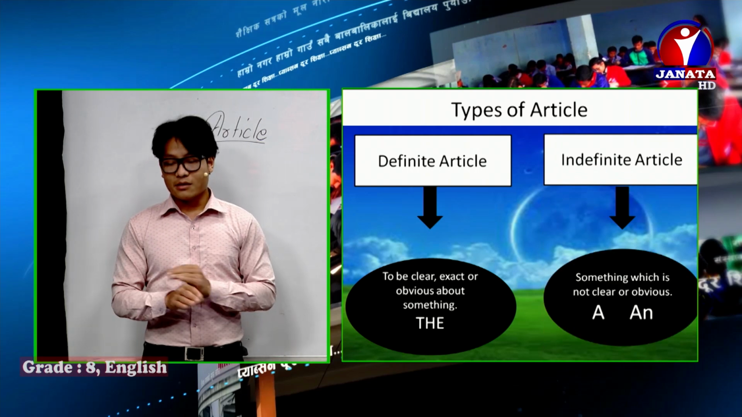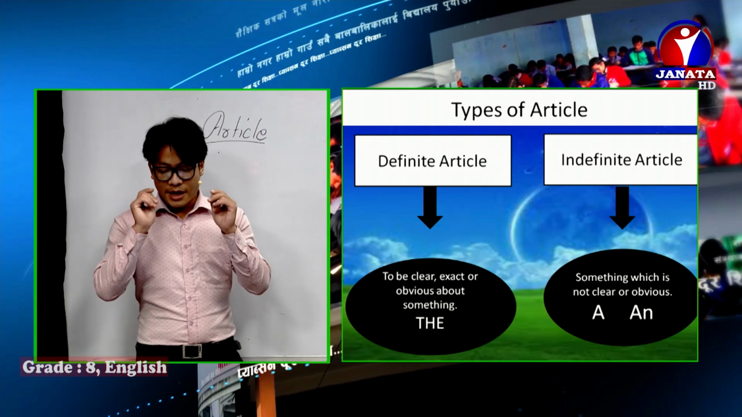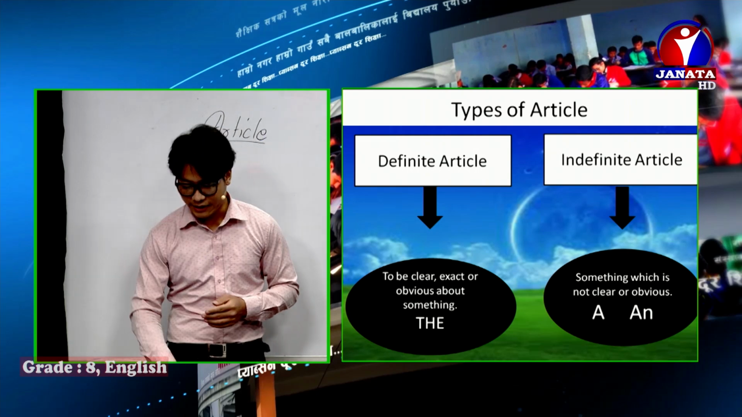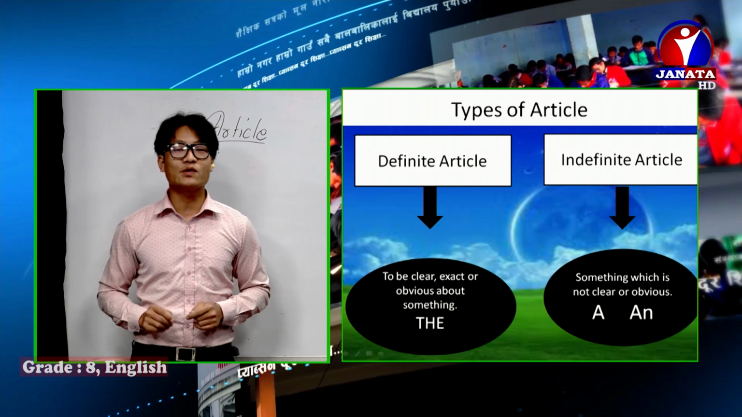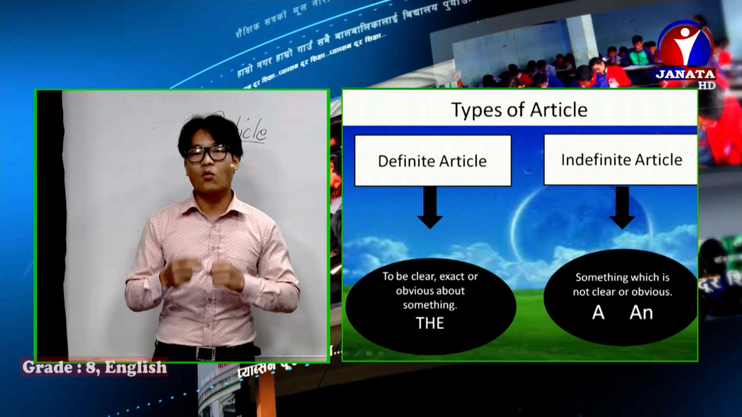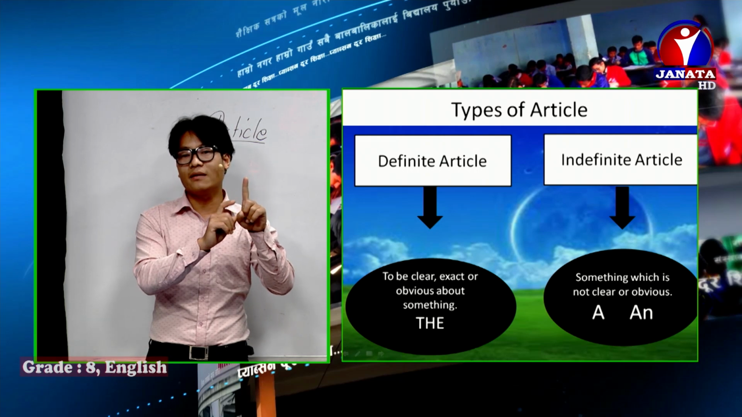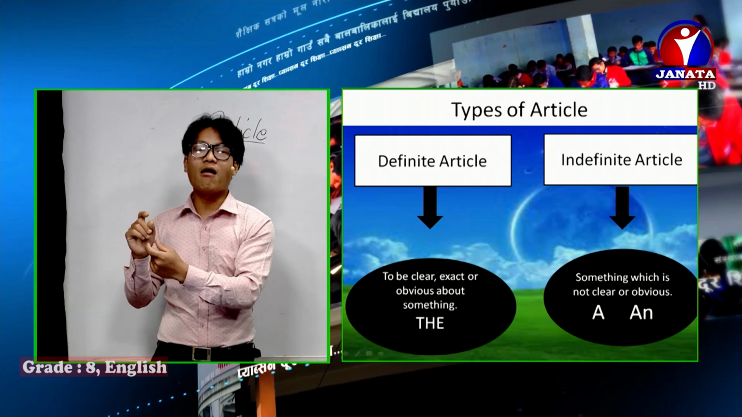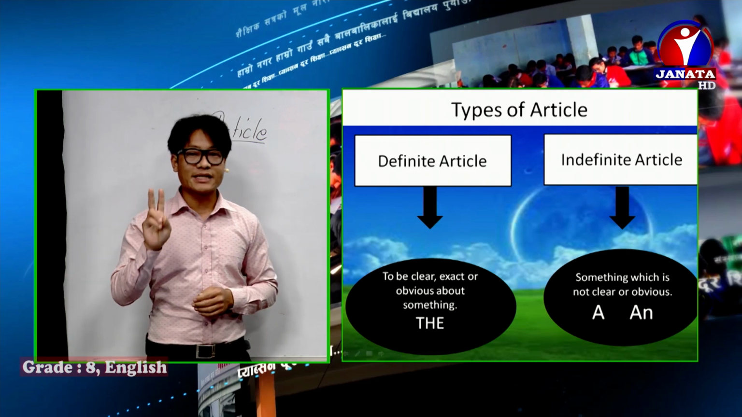Next is indefinite article. When you are not clear, exact, or obvious, at that time you should use indefinite article, and it is a and an. So now these are the types of article. One is definite article, and that is the, T-H-E, and another is indefinite articles, and it has two: one is a and another is an. So first we are going to discuss indefinite article.